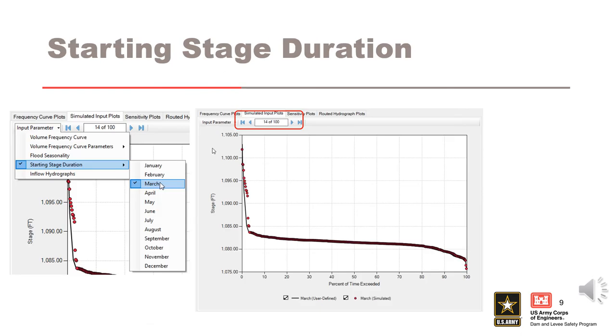The sampled starting stages in the format of a stage duration curve can be viewed by month for each realization. Like flood seasonality, if you run an expected or median frequency only simulation, the plot will only display one curve for each month because there is only one realization.